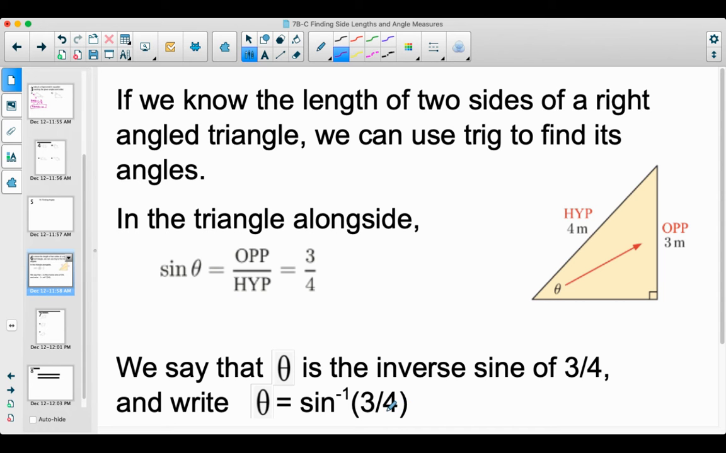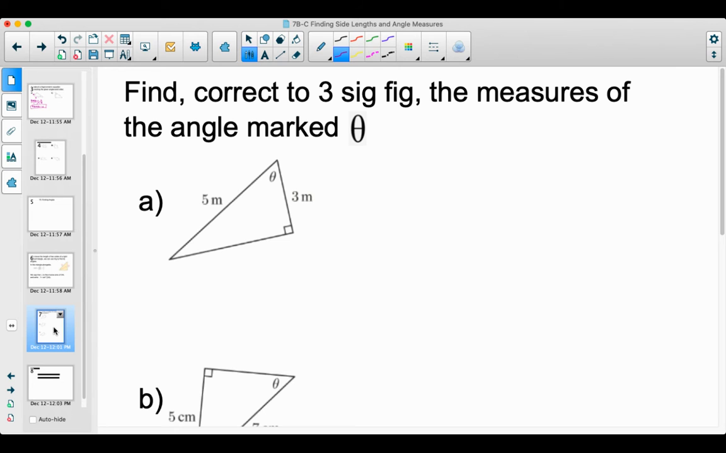So let's actually take a look at a problem so that we can figure out what our angles are. It says correct to 3 sig fig. We want to find that measure of theta. So notice where theta is. Here's our angle. So this would be my adjacent side, and this would be my hypotenuse. And so this is going to be your cosine. So we have the cosine. Remember, your angle is always what goes with your trig function. So we have cosine of theta is equal to your adjacent over your hypotenuse.